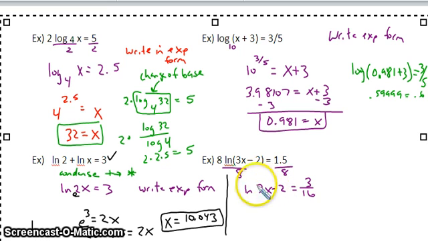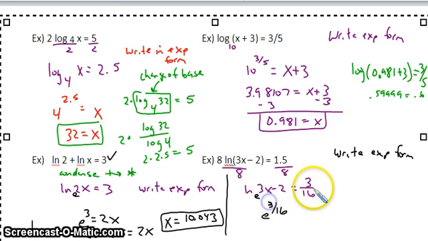So now, thinking about this, natural log equal to a number, we've got to write it in exponential form. And remember, with a natural log, the base is e. So we would say e raised to the 3/16, because again, this is my exponent, is equal to 3x minus 2. e raised to the 3/16 is 1.206.